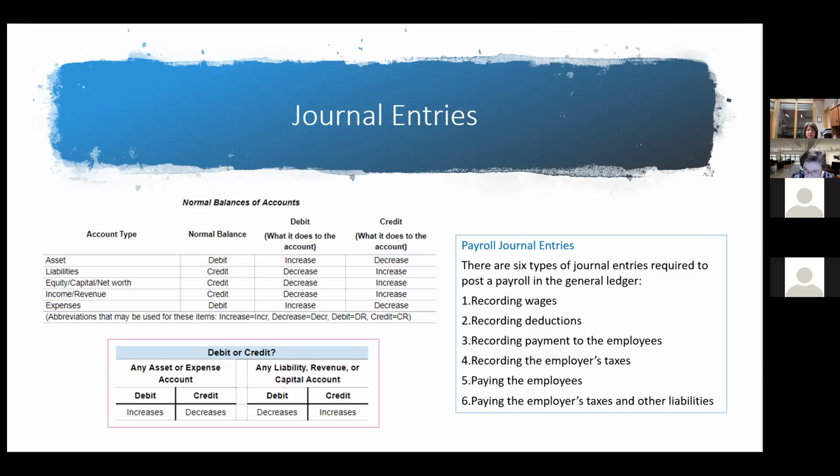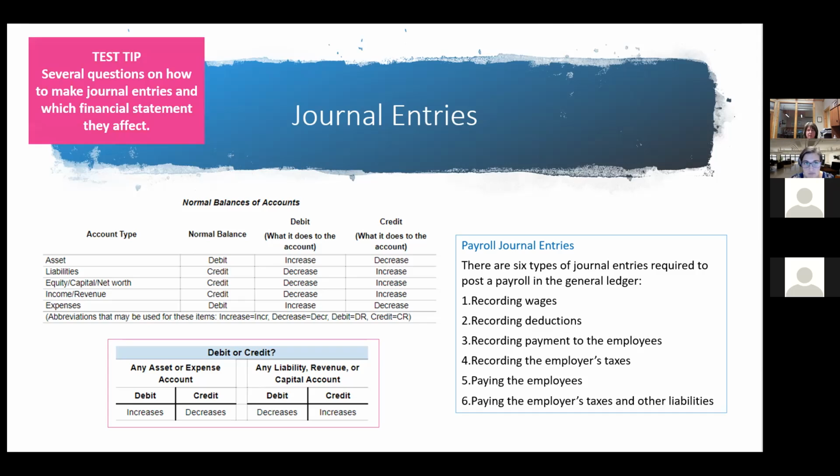So if this is unclear to anybody, let me know. We're going to do some T account stuff. So I think we'll beat it into the ground in just a second. And we are going to beat journal entries into the ground.